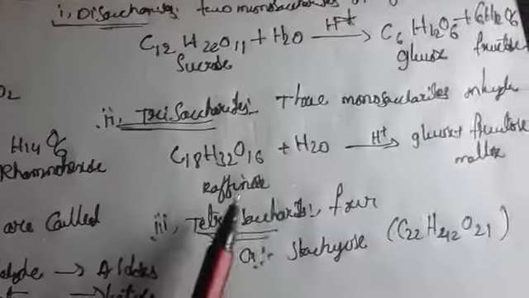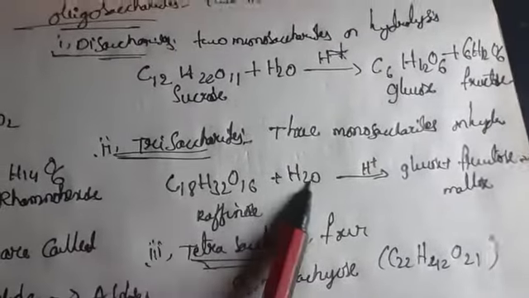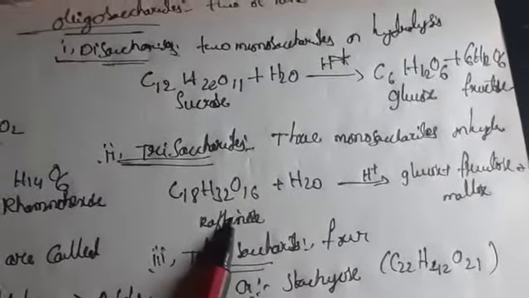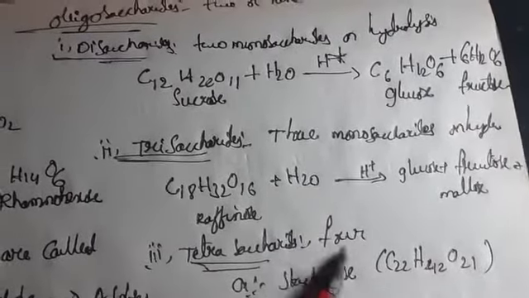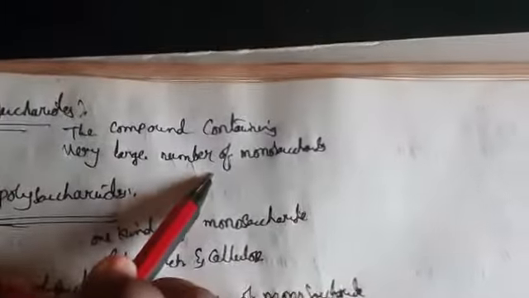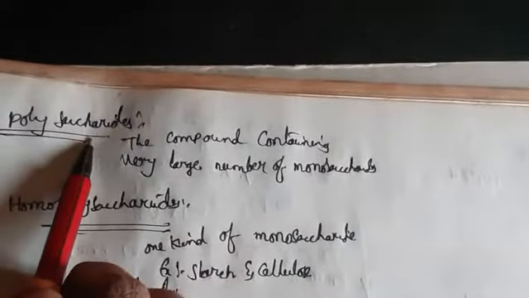Trisaccharide means it is giving 3 monosaccharides. Raffinose is the example. So it is giving 3 monosaccharides. Coming to tetrasaccharide, it will give 4 monosaccharides. Stachyose here, this is the formula. Next coming to polysaccharide. Polysaccharide means what here? Which will give very large number of monosaccharides, we call it as polysaccharides.